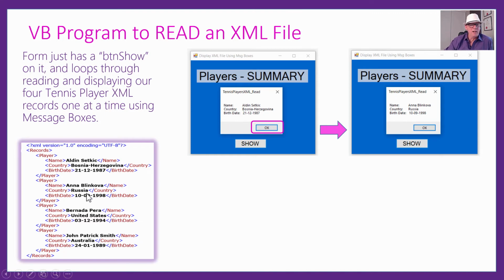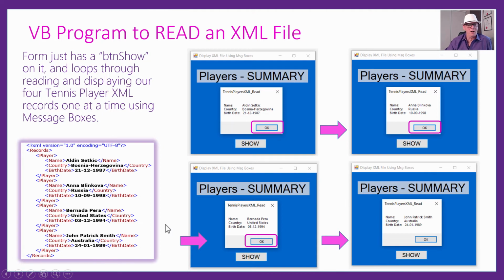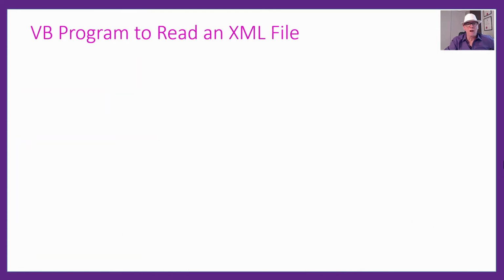So it finds Anna over here in the XML file, pulls out just her details and gives us this for some labels, and we can see her information in a little pop-up message box. We click OK on her, and then it goes to the next one, Bernarda, and shows her information. Click OK on Bernarda, and it'll show the last guy, John Patrick Smith, the Australian guy. When you click OK there, it finishes, and we're just back to the form with the heading and the show button. All right, so you just need to make a form that's really just got one button on it, BTN show, and all the rest is done in the program.